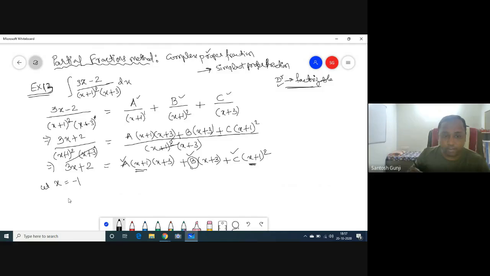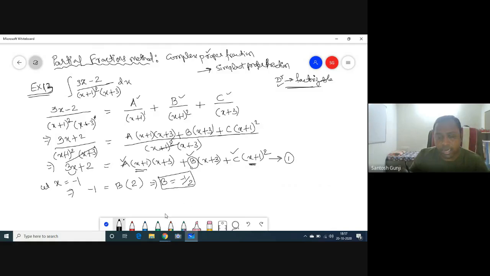So if I put x equal to minus 1 on both sides, the left side becomes 3 into minus 1, which is minus 3, plus 2, that is minus 1, equal to... I'm not writing the a part because it is going to be 0 only, and b into minus 1 plus 3, that is 2, and c is going to 0. So ultimately the value of b will become minus 1 by 2. So I got the b value. You can consider it as equation 1.